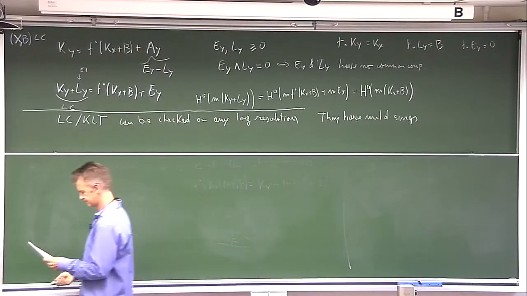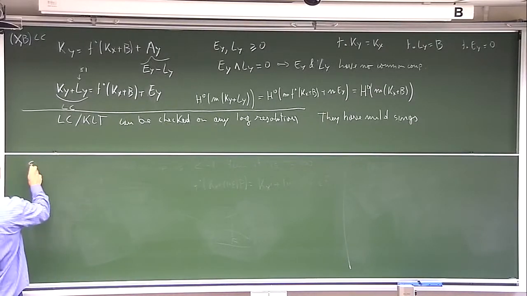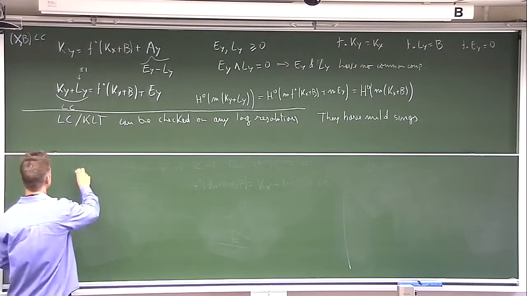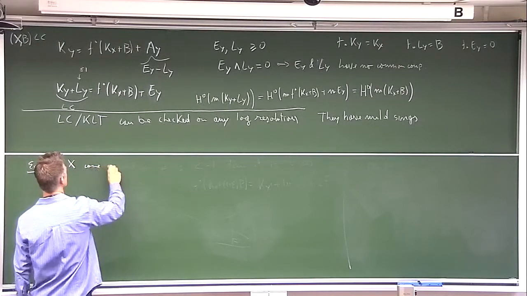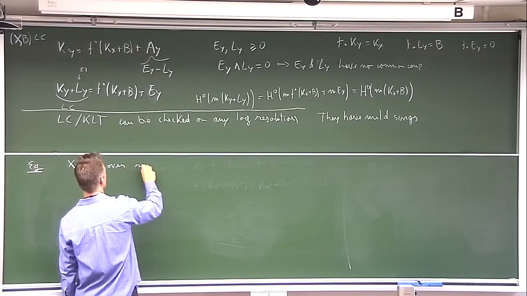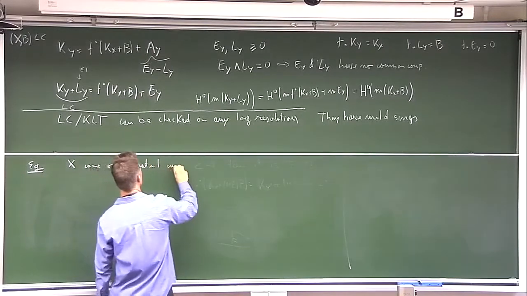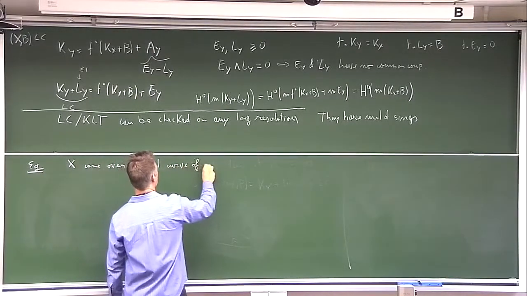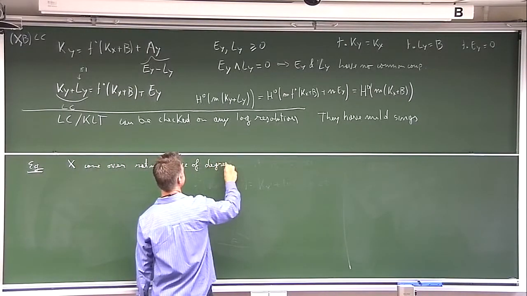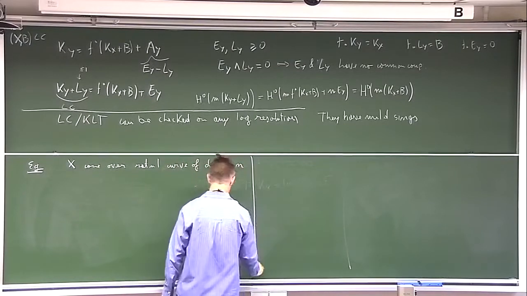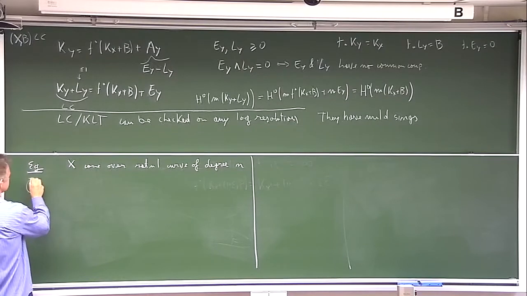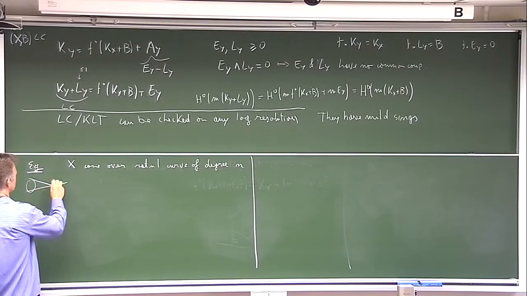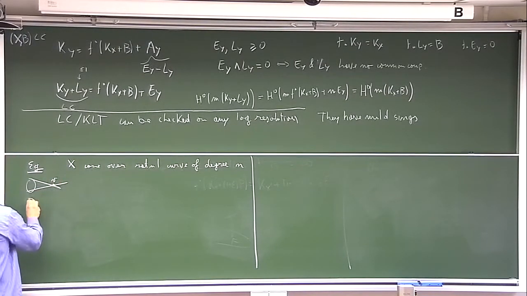So one example is, let's say that X is a cone over a rational curve of degree n. Then, so here's my horrible picture of a cone. There's a vertex v. Let's blow it up.